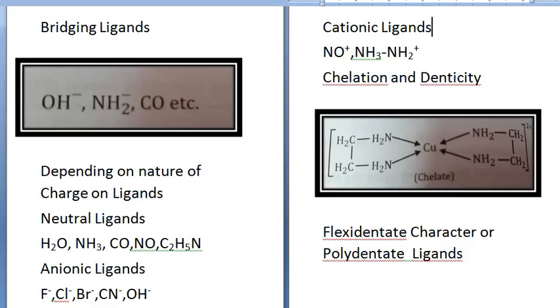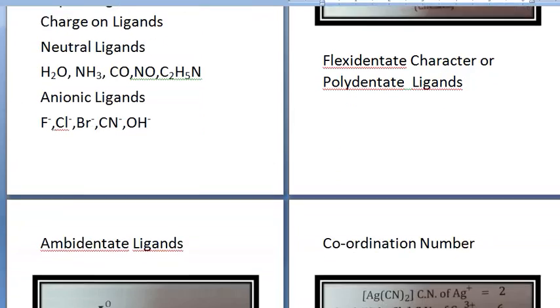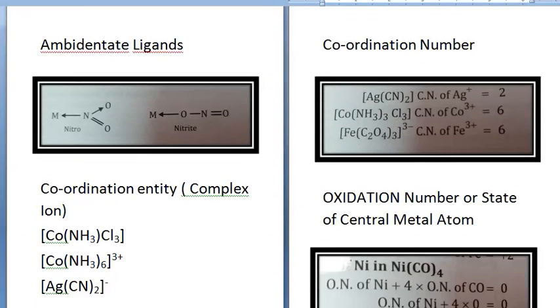Next is ambidentate ligands. Ambidentate ligand is a monodentate ligand which can coordinate with central metal atom through more than one site. Like see over here, NO2. Now in this case nitrogen also has lone pair and oxygen also has lone pair. So there can be a condition where nitrogen is forming a coordinate bond with the central metal, and such compounds are called nitro compounds. And there can be another condition in which oxygen forms a coordinate bond with the central metal, then they are called nitrito compounds. Next is coordination entity or complex ion.